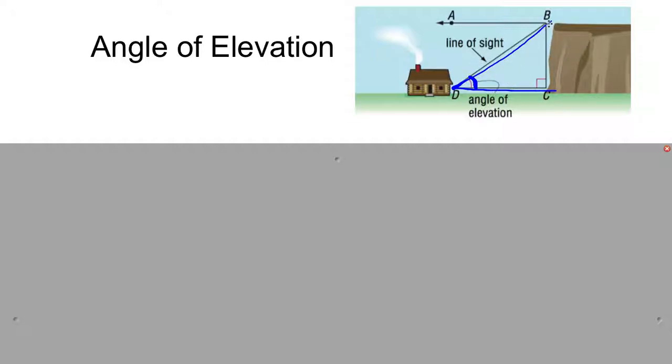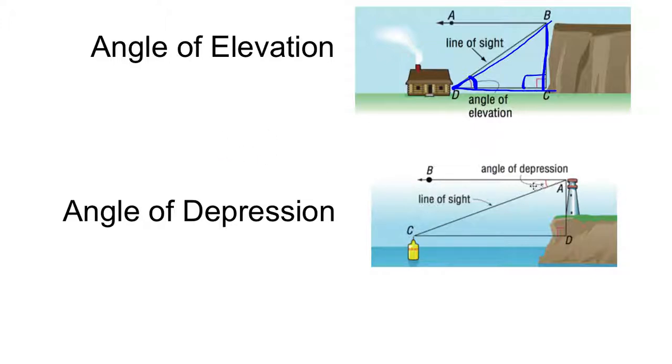Now, if I were to take a line straight down and make it perpendicular to the horizon, notice I have this right triangle in there. And this is what we call the angle of elevation, the angle between the horizon and my line of sight. The angle of depression works the same way, except we're going downwards.